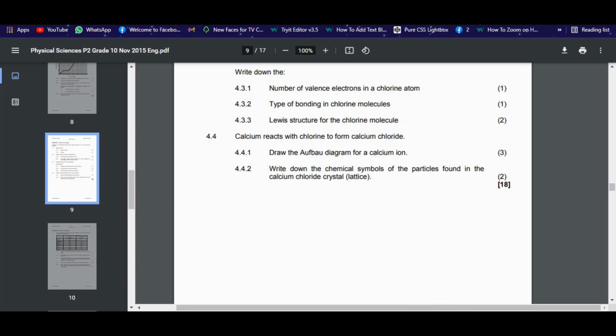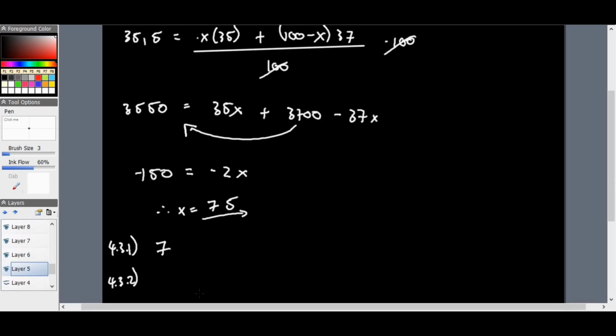4.3.2, the type of bonding in chlorine, you should know from my notes previously, is covalent. It's a covalent bond.